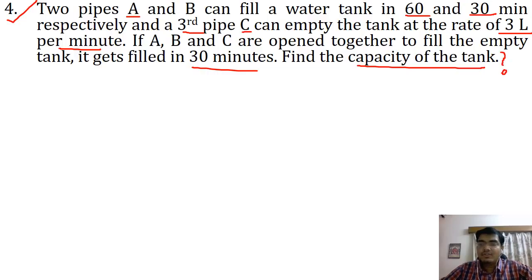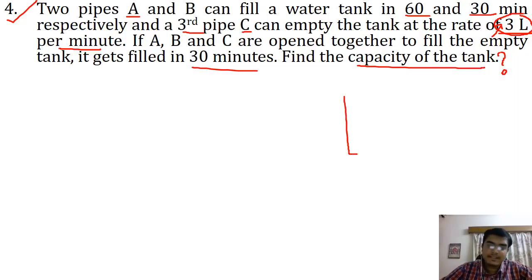So earlier what used to happen was, we were given that A can fill it in this time, B can fill it in this time, and C can empty the tank in this amount of time. But instead of time, we are given here the rate of C. So because the rate is given, we cannot assume our capacity as a number now. Otherwise it would create a problem at the end.